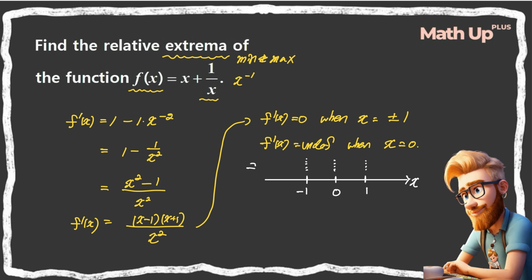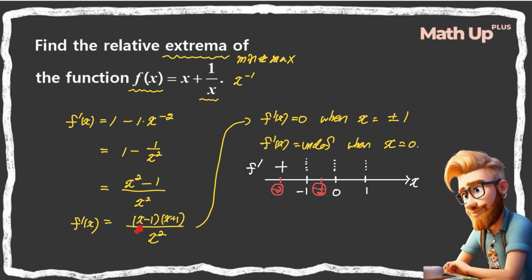Let me write f prime here. I'm going to pick negative 2 as a test point. If we substitute negative 2 for x, denominator is always positive, right? So we don't have to worry about this. Negative 2 minus 1, that's negative 3. Negative 2 plus 1, that's negative 1. So negative times negative, that's positive. So positive here. Let me pick negative 1/2 for this interval.